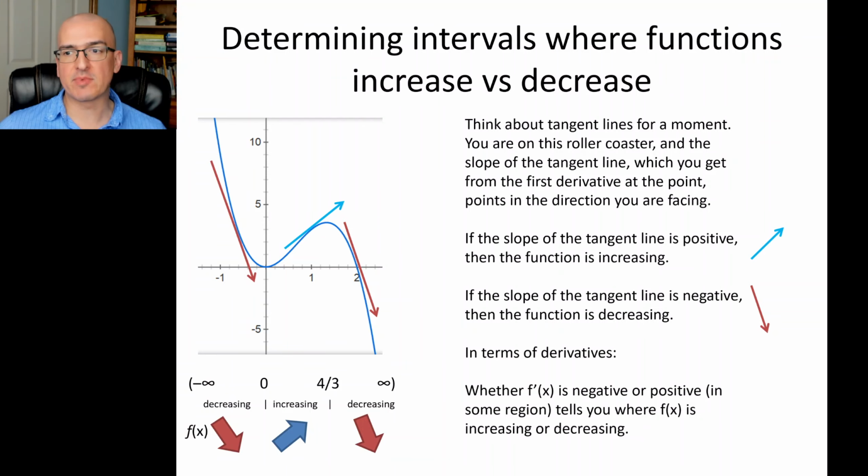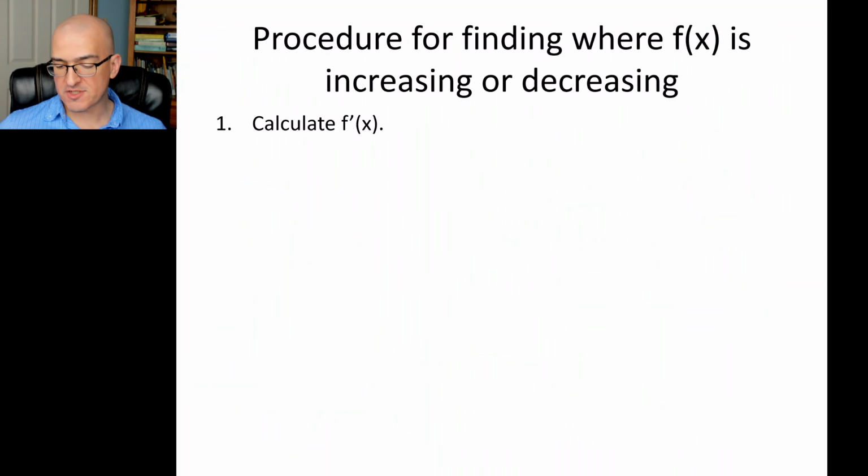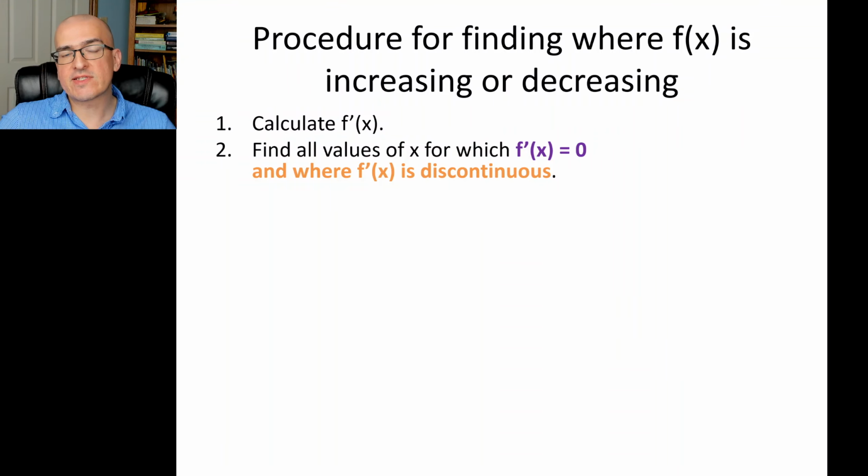But how do we get that labeling? Like, how do we tell where a function could possibly switch from increasing to decreasing? How do we tell what the different regions are if we're given not a graph, but an algebraic function? So here's what the recipe is. We're first going to take the derivative of the function. Then we're going to set the derivative equal to 0.